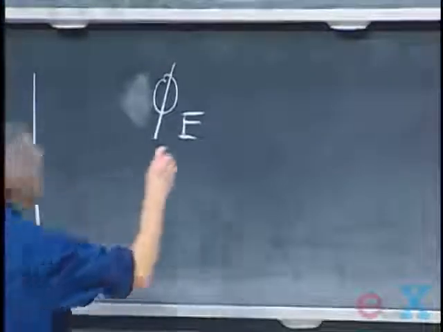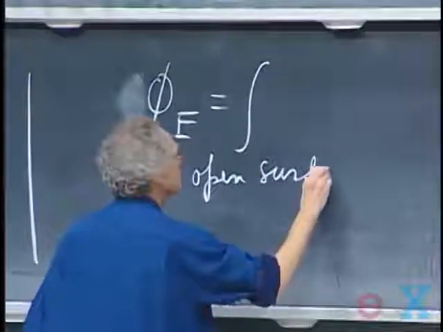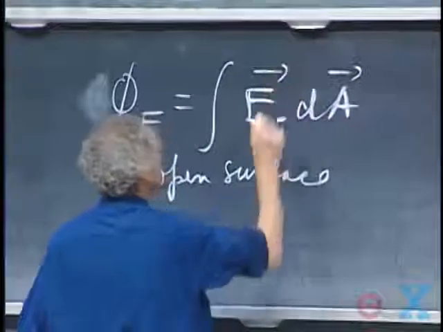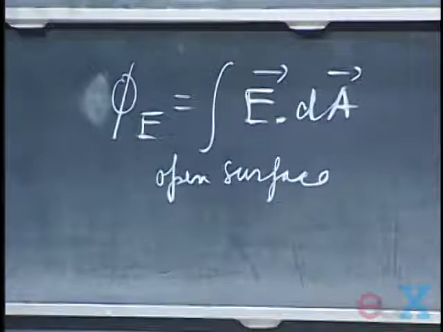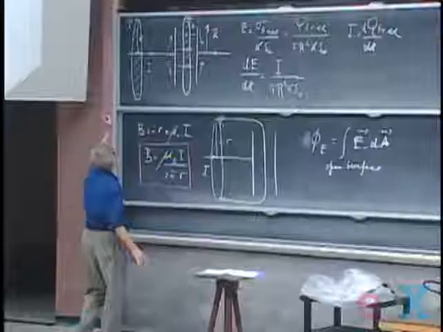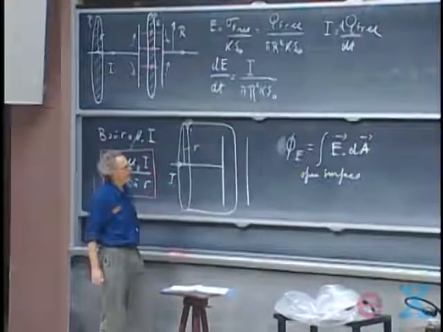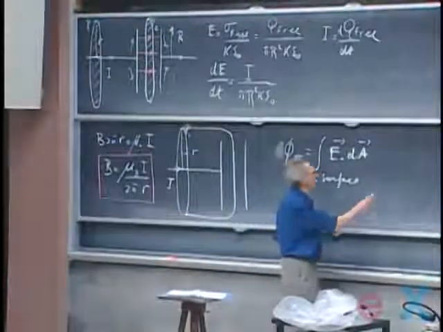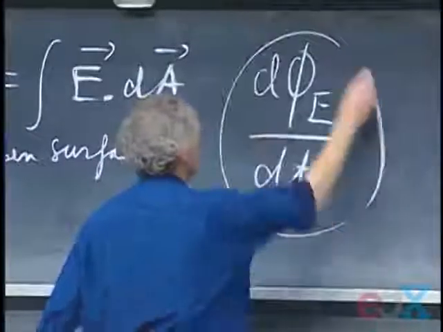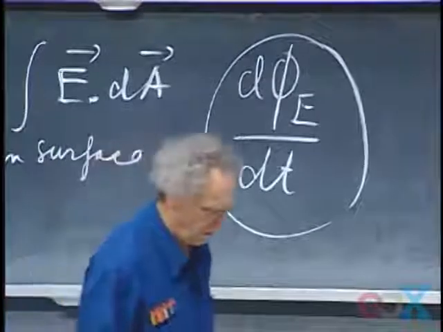Phi E is the integral, in this case it would be over an open surface, of E dot dA. That is an electric flux. With Gauss' law that you see on the blackboard there, we had a closed surface. I'm talking now about an open surface. That is an open surface. This is an open surface, and this is an open surface. And so Maxwell suggested that we have to add a term which contains the derivative of the electric flux.